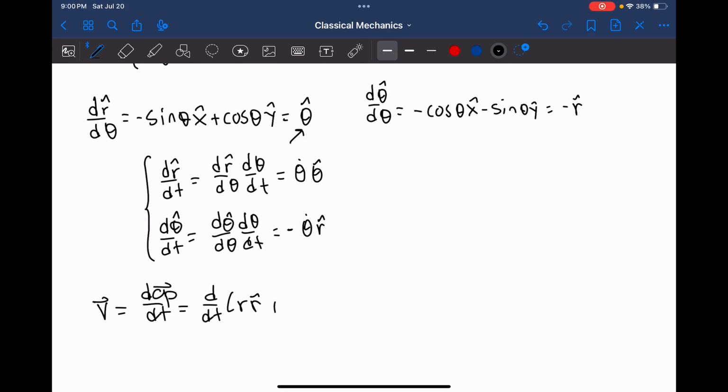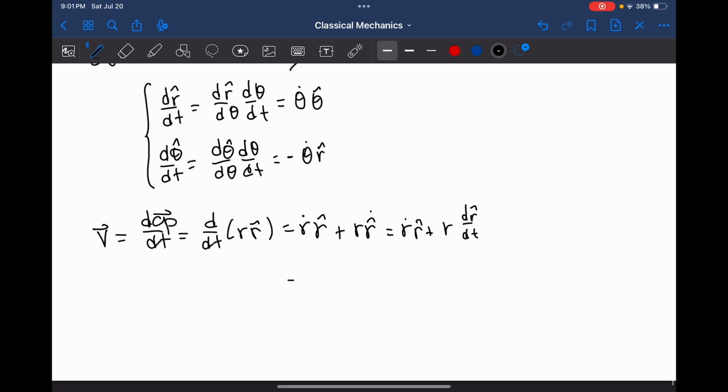However, if we were working in cylindrical coordinates, we know that this term right here would just be z dot in the z hat. But we're just going to work in 2D to make things simple. Because r and r hat are both functions of time, this comes out to be r dot in the r hat plus r in the r hat dot, or written another way, r dot in the r hat plus r times the r hat derivative with respect to time.